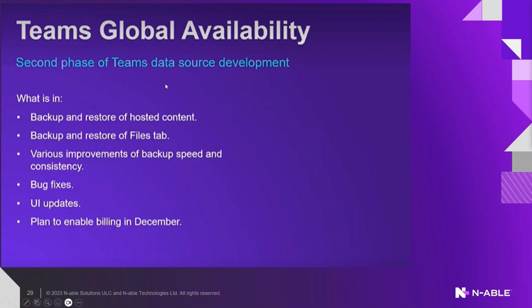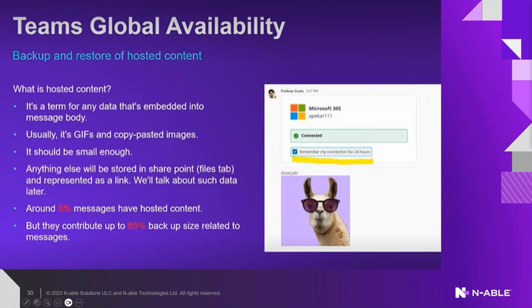So that's the second phase. Now you might ask me, what is hosted content? Hosted content is the term we're using for any data embedded in the message body of the Teams channel. For example, the picture of the llama, the file attachment, a hyperlink that's going to take me to a SharePoint site, a web link, emojis, those kind of things.